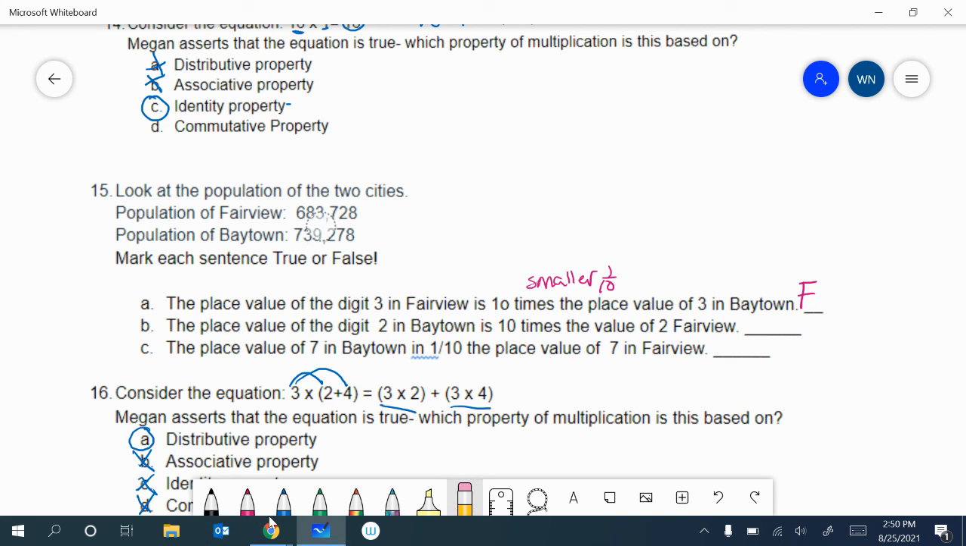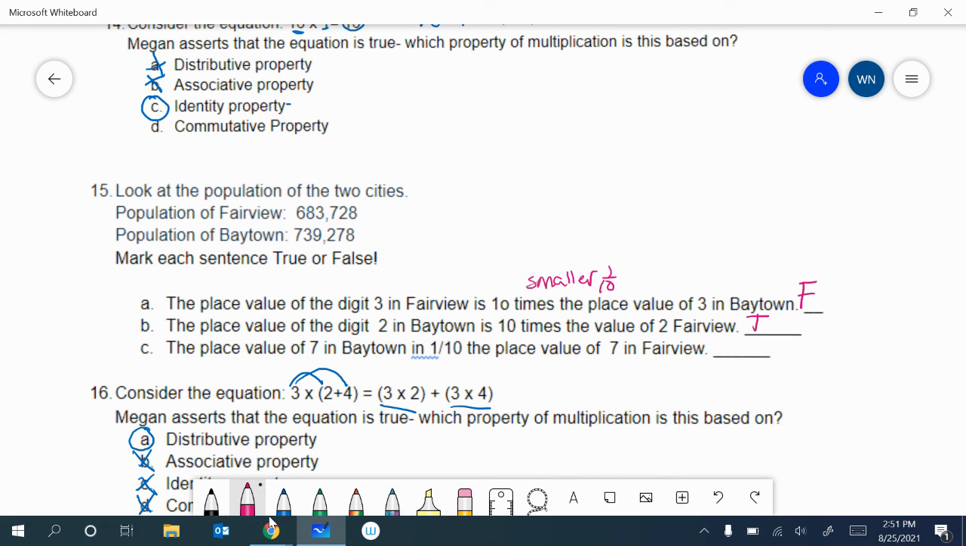Let's check the next one. The place value of the digit 2 in Baytown, we're going to the bottom one first, is 10 times the value of the digit 2 in Fairview. So for this one, you can see that Baytown is 10 times bigger. It's in the 200s place, and Fairview's in the 20s place, in the 10s place. So that tells me that the 2 in the hundreds place is 10 times bigger than the 2 in the tens place. So that one is true.